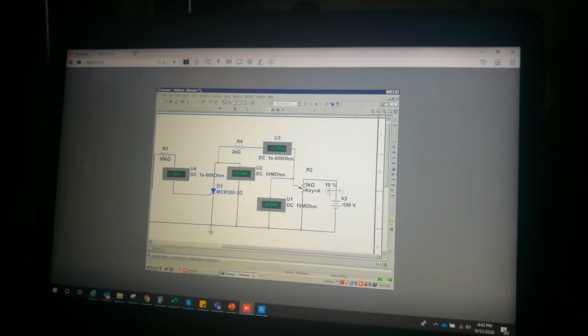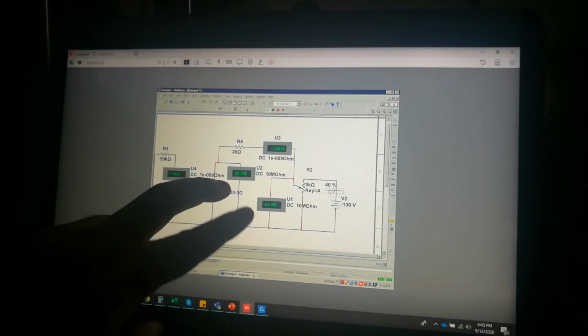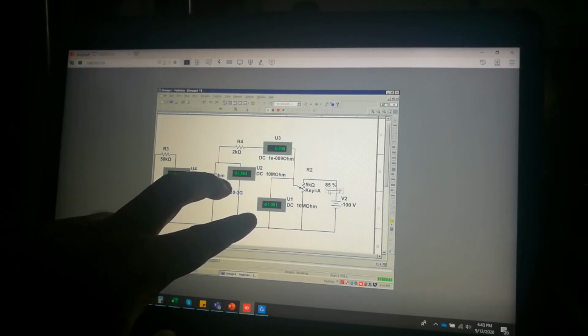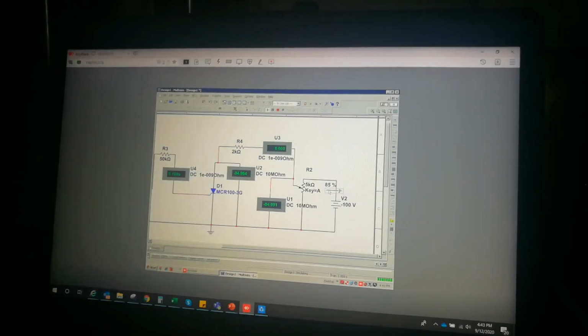Okay, let's start at 10%. At 10%, the voltage supplied should be at negative 10 volts. The voltage drop across the diode is the same, negative 10 volts. Increasing gradually, at negative 20 volts supply, the voltage drop across the SCR is still negative 20, or the same. If you will notice these two voltmeters, they are still the same no matter how I increase the negative voltage supply. That is because the SCR is not conducting on the negative region or on the negative voltage.